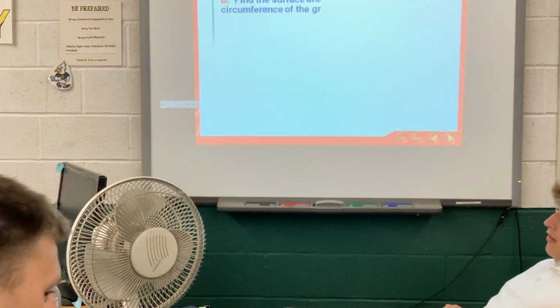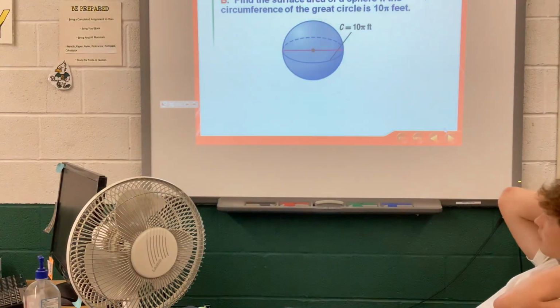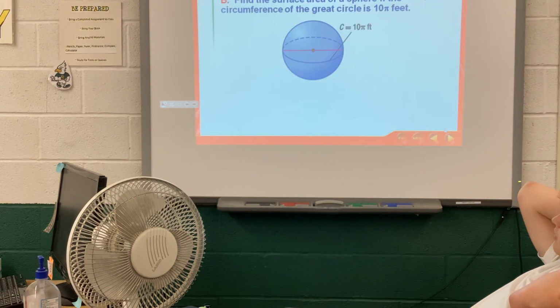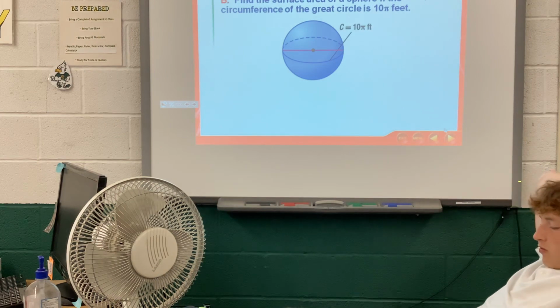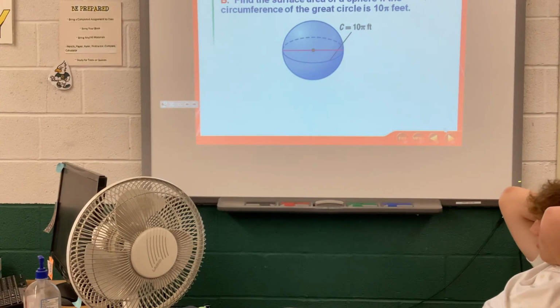All right, let's look at this one. Find the surface area of a sphere if the circumference of the great circle is 10 pi feet. So think about what they're saying here. Find the surface area of a sphere. Somewhere along the way, I've got to use this formula right here, right? But they gave me the circumference of the great circle. What does that mean?